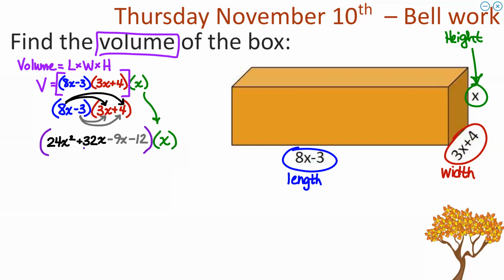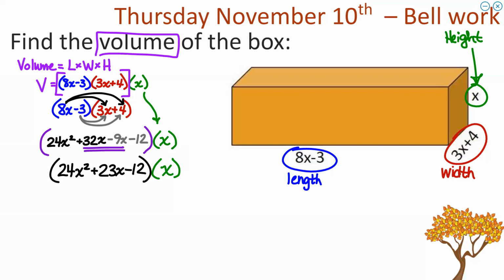Are there any like terms for me to combine together here? The things I just underlined, you're absolutely correct. What do I get when I combine those 2 pieces together? 23x. So 24x squared plus 23x minus 12. And I need to take that and distribute it to x.